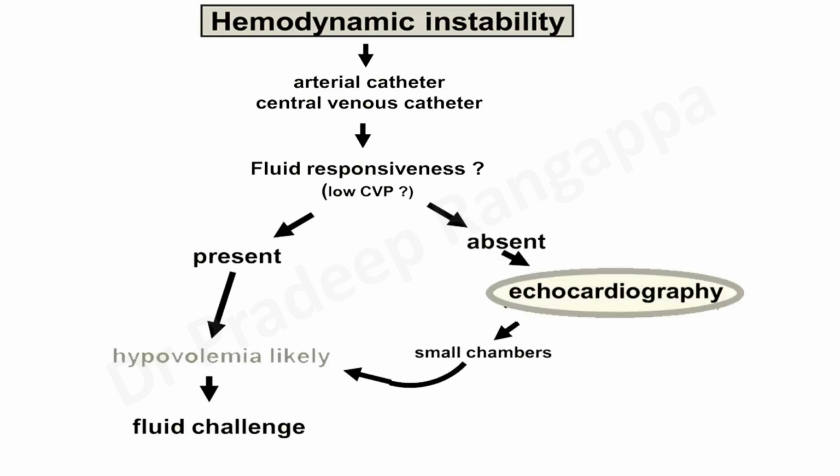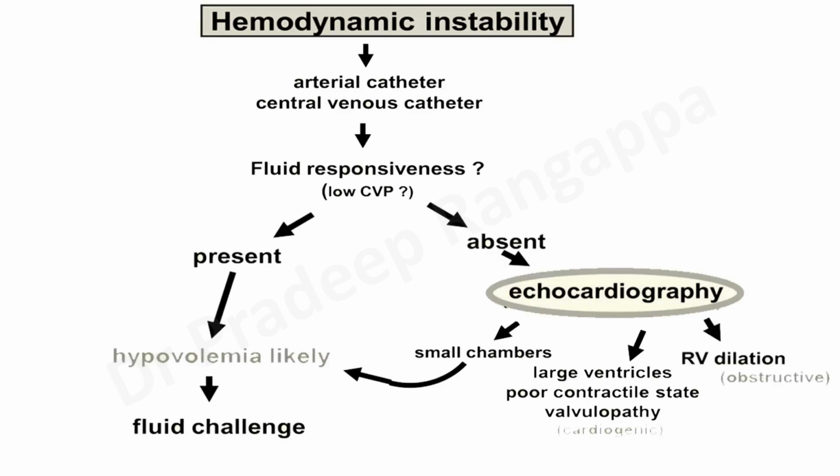Then we need to do an echo, because an echocardiogram upfront tells you whether the patient still has hypovolemia, recognized by small chambers, or if they have large ventricles with poor contractility, then you know that it's a failing heart which would not respond. Or some patients may have RV dilatation where you have to be cautious or judicious with fluid resuscitation, or someone may have tamponade.